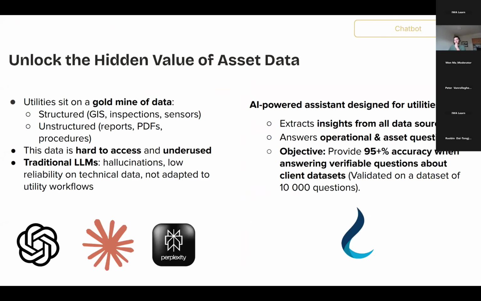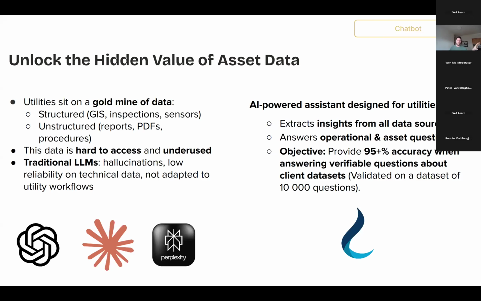It's something that we wanted to work on, because utilities are a gold mine of data. There's structured and unstructured data all over the place. The data is hard to access and definitely underused, but we want to be able to get that information without hallucination, right? So this is where we decided, okay, can we build a very focused LLM that is really made for asset information, so that we can get insight from these sources and answer operational questions?